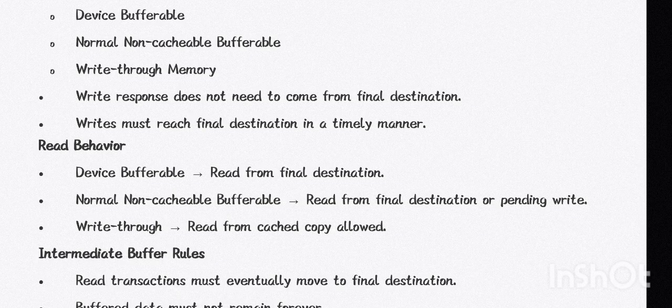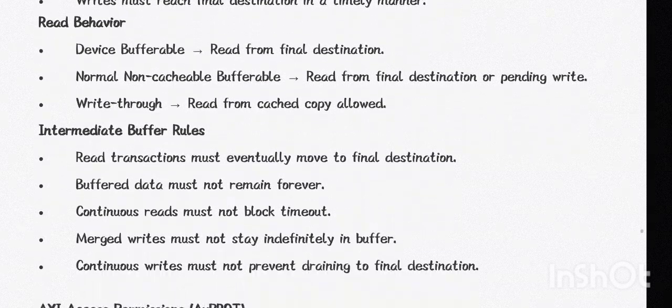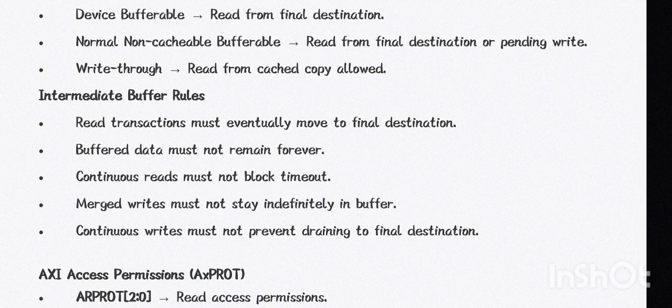Intermediate bufferable rules: read transactions must eventually move to the final destination. Buffered data must not remain forever. Continuous reads must not block timeout. Buffered writes must not stay indefinitely in the buffer. Continuous writes must not prevent draining to the final destination.